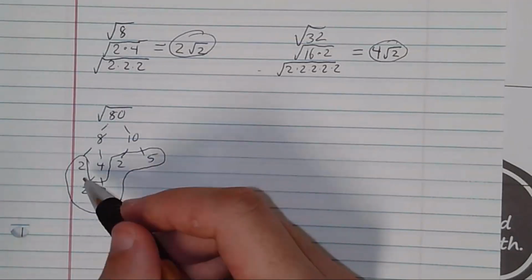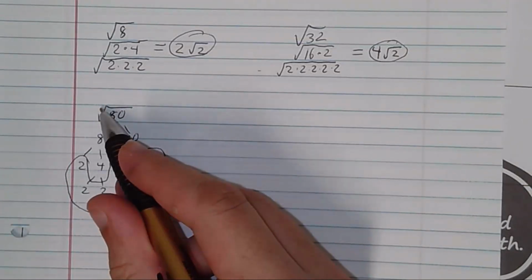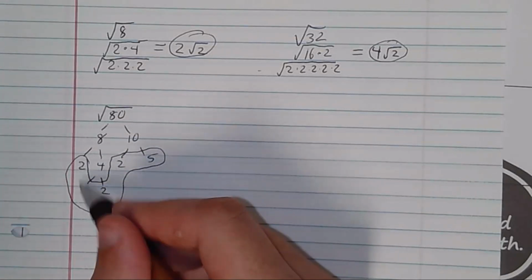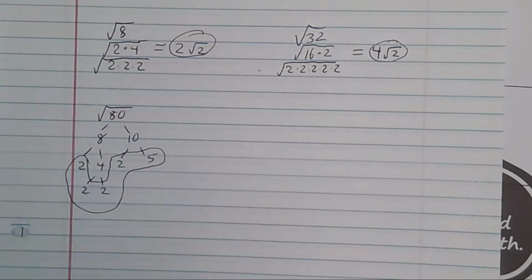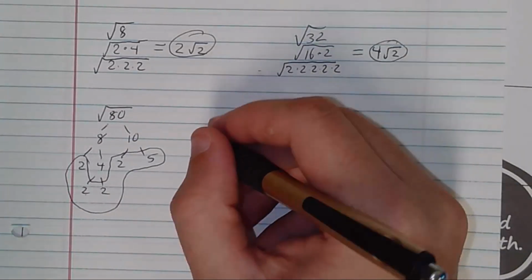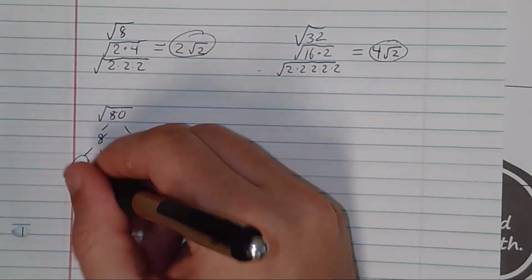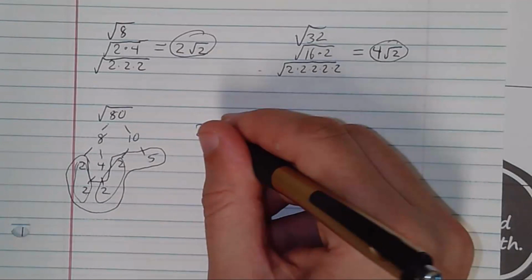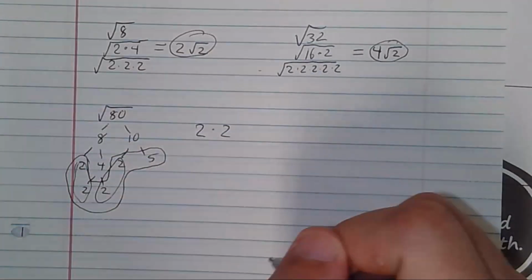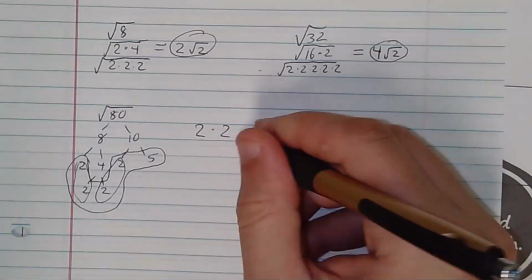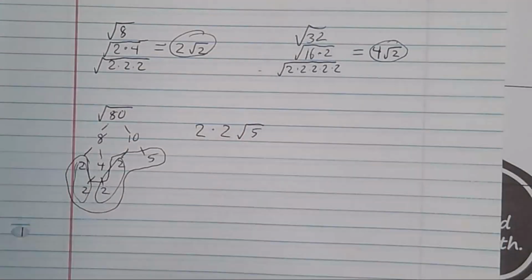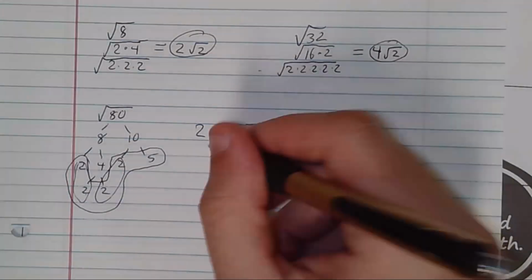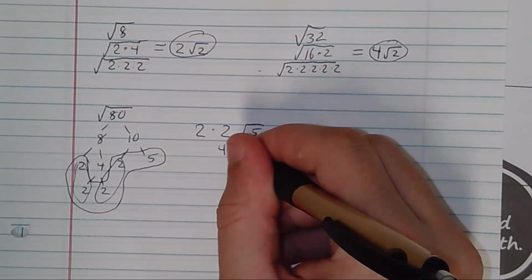Now in a square root, for every pair of numbers that are exactly the same, I can write that number down once on the outside of the square root. So notice I have a pair of 2's here, so I can write that down once. I have a pair of 2's here, so I can write that down once. Then I'm left with a 5. 5 doesn't have anything, so we're going to have to leave it inside of the square root symbol. So I have 2 times 2 times the square root of 5, which is 4 root 5.